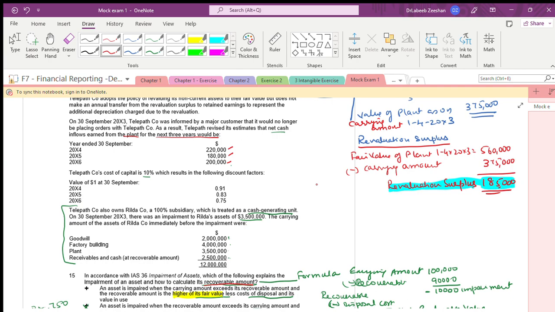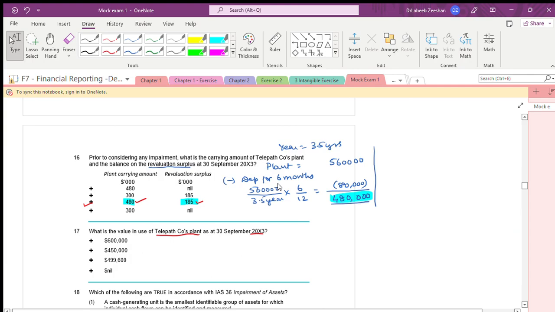10% cost of capital, 0.91, 0.83. You have to multiply and you have to add. That's all. You have to multiply because they want the value for the next 3 years: 220 times 0.91, 180 times 0.83, 200 times 0.75. You will get the present values, and if you add those present values, that will be equal to the value of the plant as such.